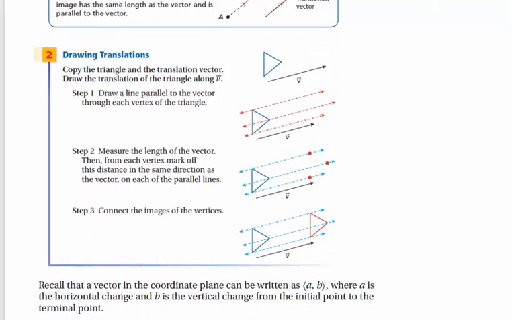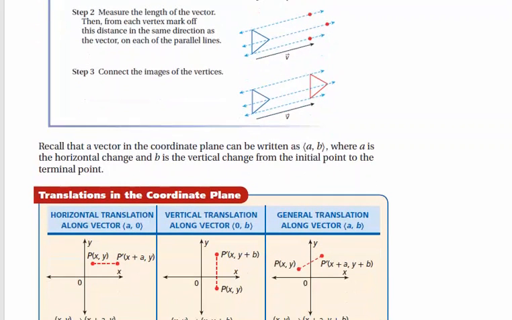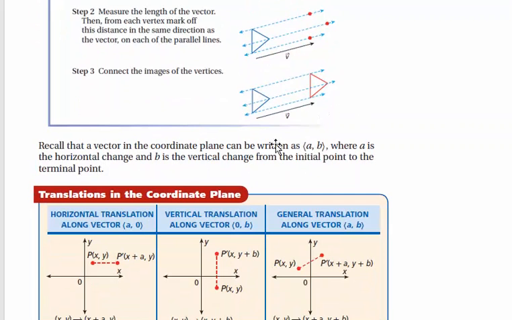We're not going to do that because it's way too hard to do on a Word document. So we're going to do our translations by using these rules in the coordinate plane. Remember, a vector can be written with the horizontal change as A and the vertical change as B. That's how we're going to be writing our vectors. They have these kind of sharp parentheses around them. You can use the less than and greater than signs if you need to write those vectors.